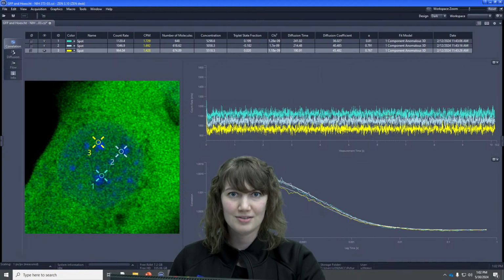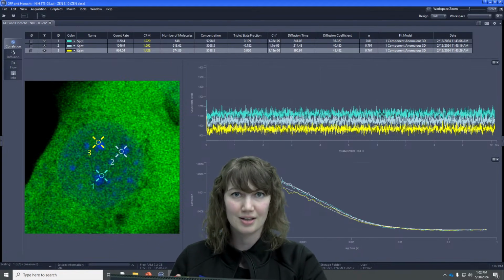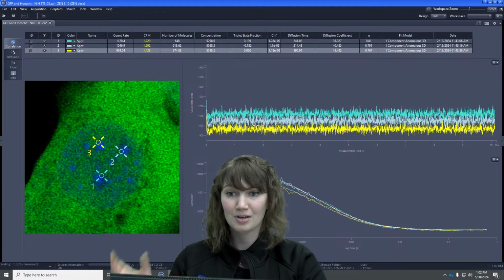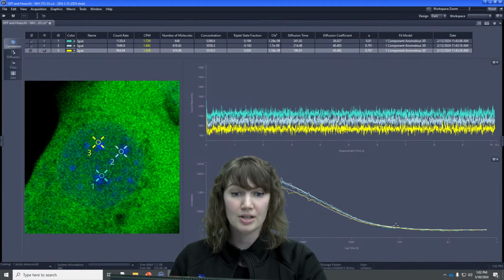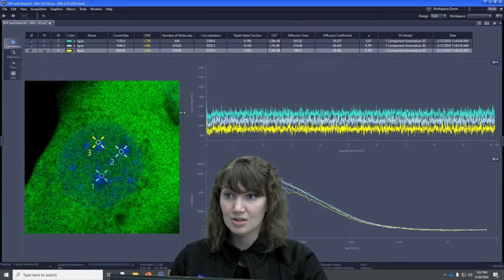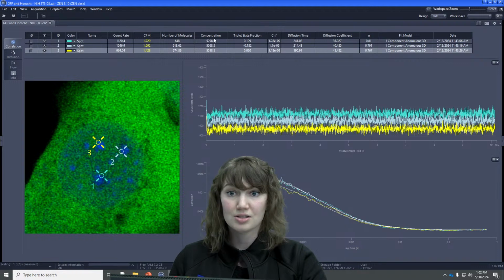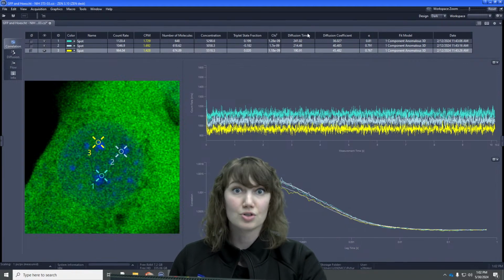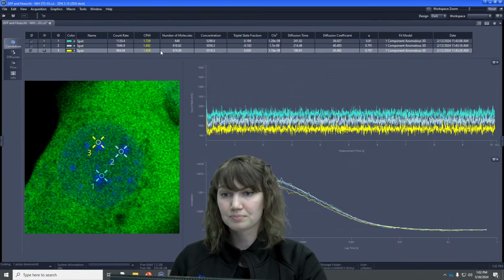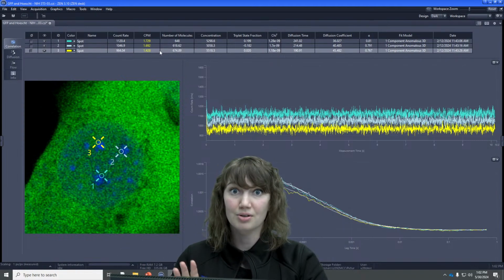Fear not, if you don't have an FCS background, I'll get into why this is a lot easier to do than all the complex math that I think intimidates some people with that. You can also see your correlation curves here. It's a nice, easy-to-use interface. Your data is saved this way, and you can easily see your concentrations and your diffusion coefficients, all your readouts like that. So this is sort of the final result.